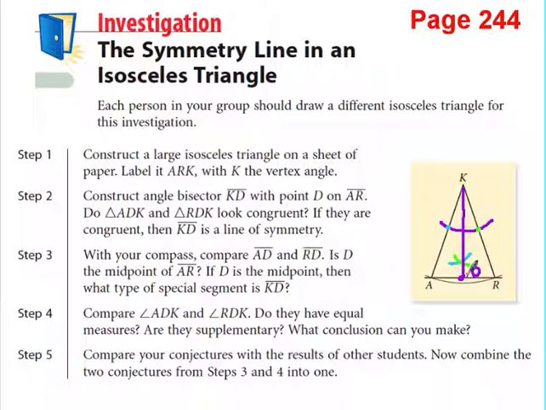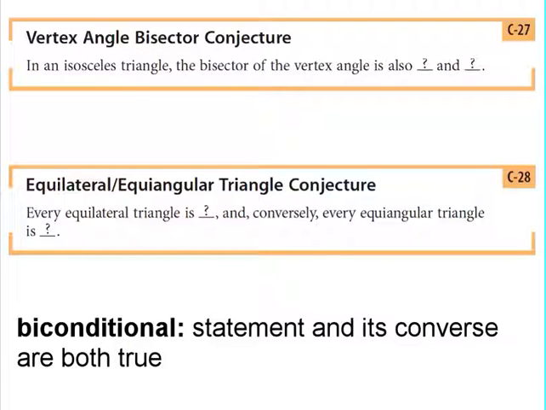Okay. Now compare angle ADK and RDK. Do they have equal measures? What do you notice about their measures? They're the same, and they are 90 degrees. Okay. So compare your conjecture. We ended up comparing those as a group because we did this investigation in class. So basically we know that triangle ADK and RDK are the same. And we're going to utilize that piece of information to come up with a vertex angle bisector conjecture.